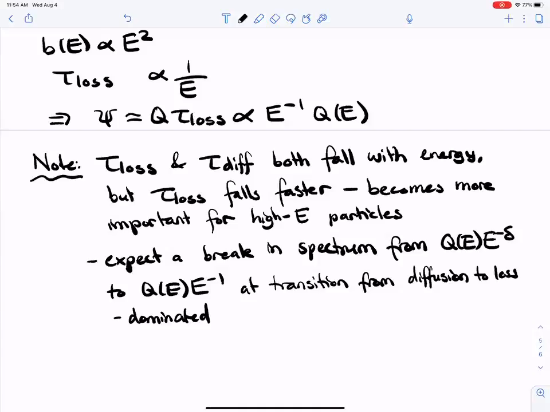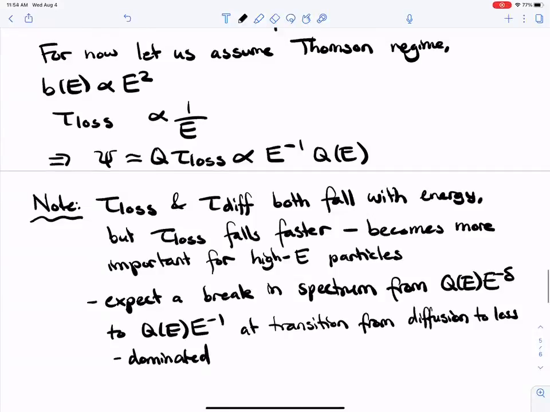And so then what you expect is, when you're looking at a power law spectrum, the effect of those losses is to tilt the spectrum by E to the -1. The effect of the energy dependence of diffusion is to tilt it by E to the minus delta. So then what you expect is a spectrum which is Q of E times E to the minus delta up to some energy, and then a transition to Q of E times E to the -1 behavior at higher energy where the losses take over. Okay?